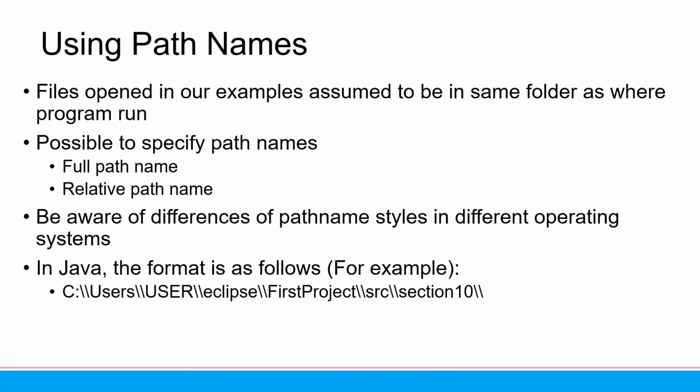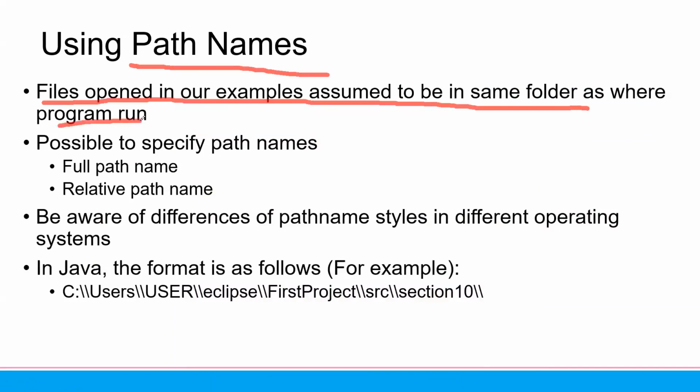And you need to be very careful because in Java, whenever you create a file, there should be path names. Files opened in our example are assumed to be in the same folder as the program. So as the program runs, we can put that file there. It is possible to specify the path names. The path means where you want to locate your file.